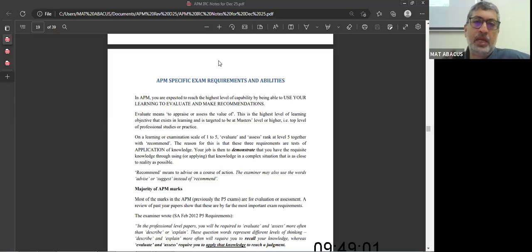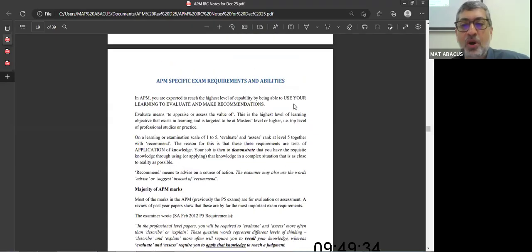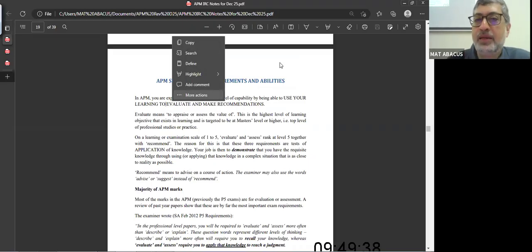Because if you're going to say, okay, I have learned, I've covered the syllabus, I've covered the notes my lecturer has given to me, and I'm going to use this to answer, that's correct. But using is not by repeating what you know from the syllabus. It is about, if you read on this page here, which is page 19 of your revision notes, you have to use your learning to evaluate and make recommendations.